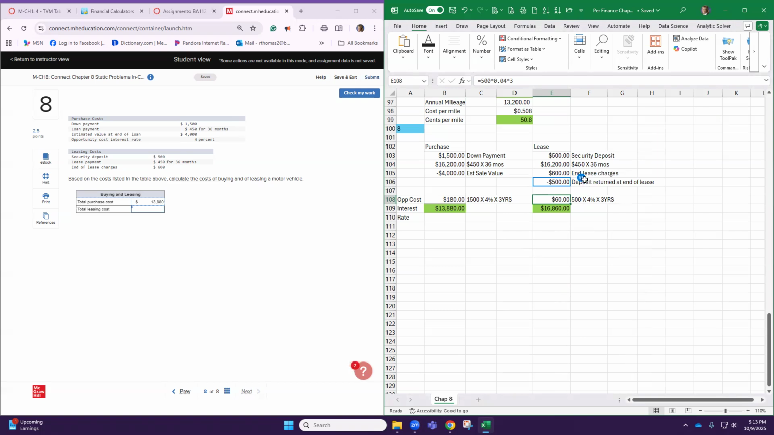So this company really and truly ought to allow customers to earn interest on their deposit because they've held on to that deposit for 3 years. So there you have it. So it looks to me like the purchase is a better deal in this scenario.